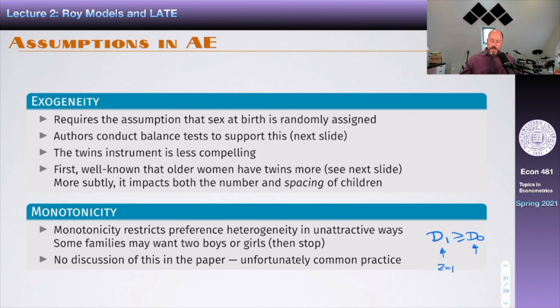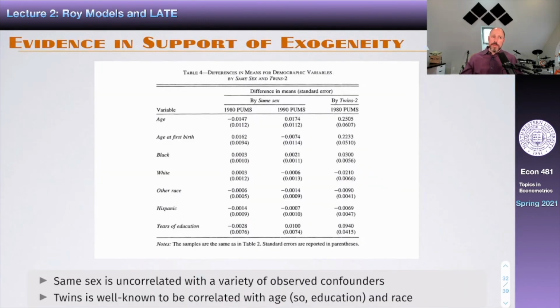So the authors do the usual thing about exogeneity, in particular trying to say that sex at birth is random. And then they just use the usual balance test on certain covariates: age, black, white, years of education. And then you use a usual t-test, difference of means, okay? And they claim, look, all these you cannot reject that they're equal to 0.